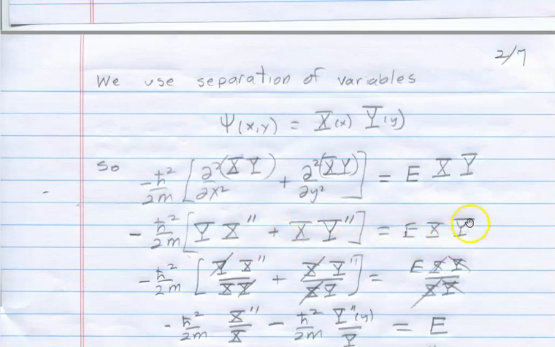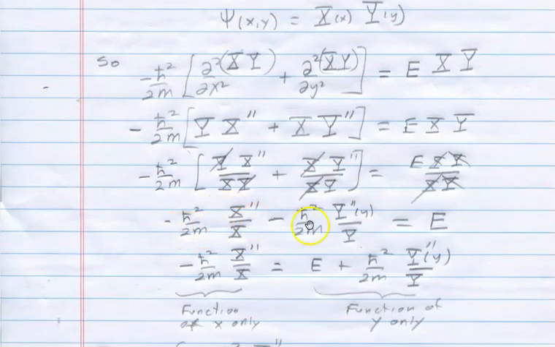Getting to this form, divide through by xy. That cancels everything out over here. This side just becomes E. And then you see that the y dependence goes out here, and the x dependence goes out here. And so ultimately, you get this equation.